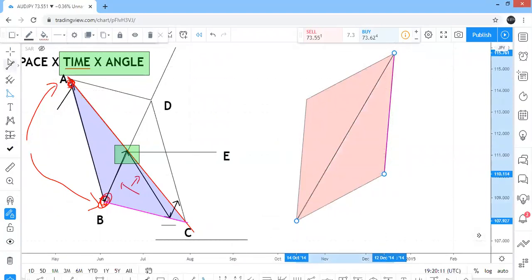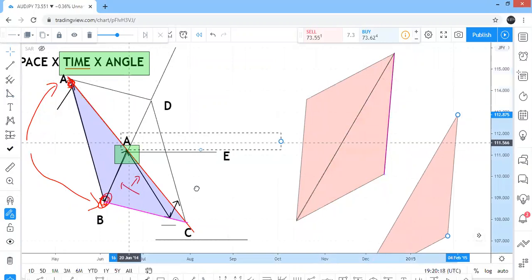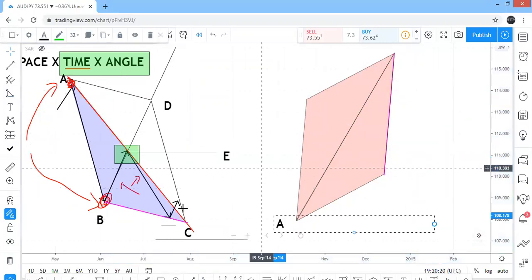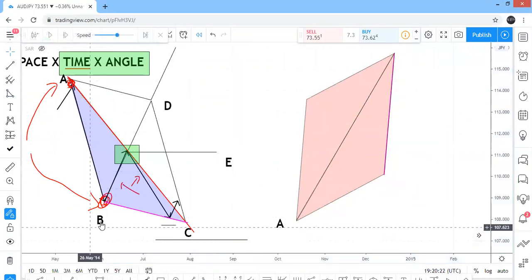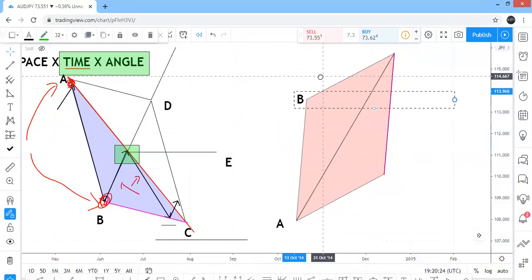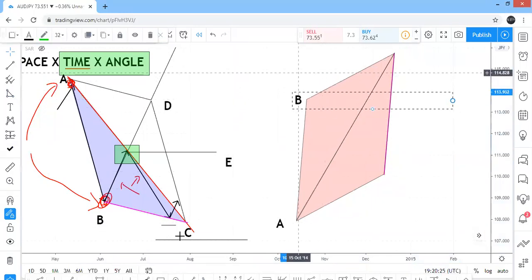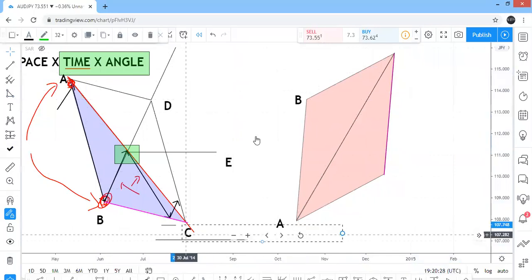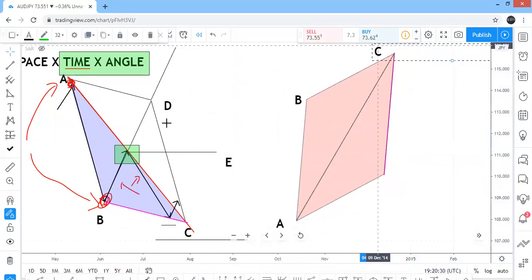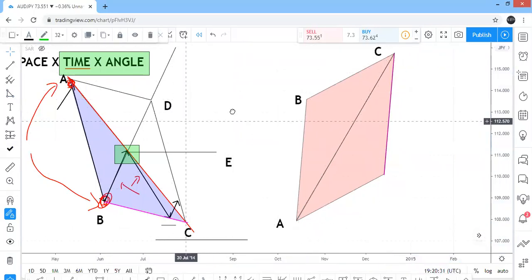So you have A, which is now at the bottom. So this one over here, A, whoops, copy two things. B, end of impulse. C, at the top. D, TP2.